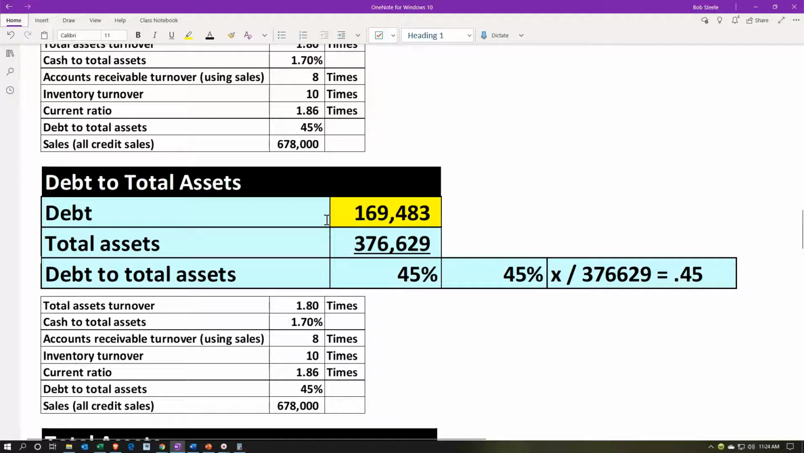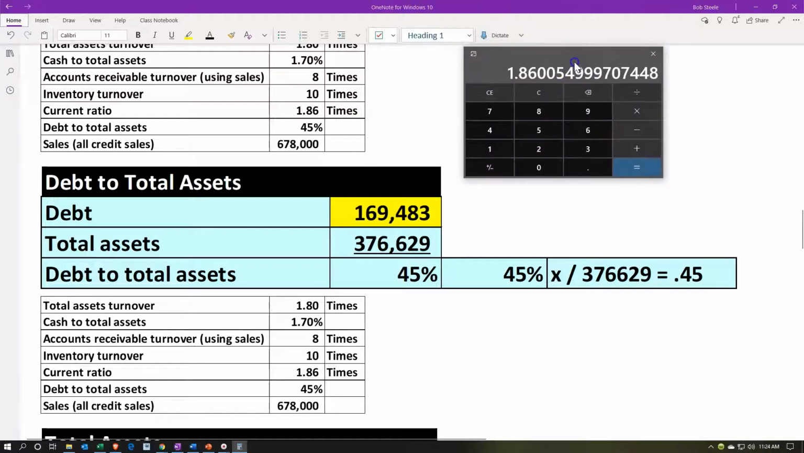So we can write this out algebraically, which would be X divided by 376,629 would equal 0.45, moving the decimal 2 places over to represent the 45% in decimal format. Then we can solve for this algebraically: we take the 376,629 and multiply it times 0.45. That's going to give us about 169,483, always dealing with the rounding.